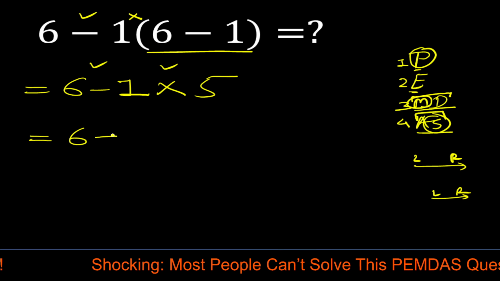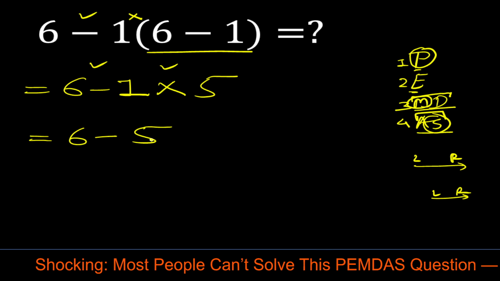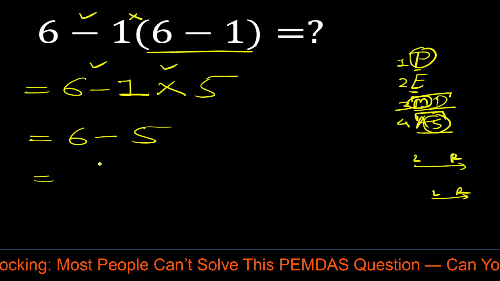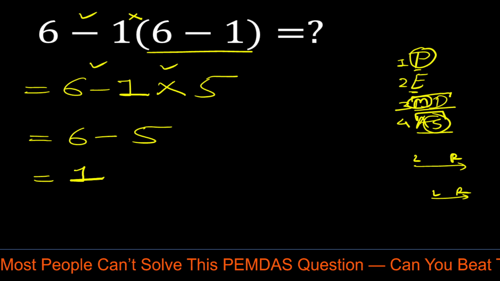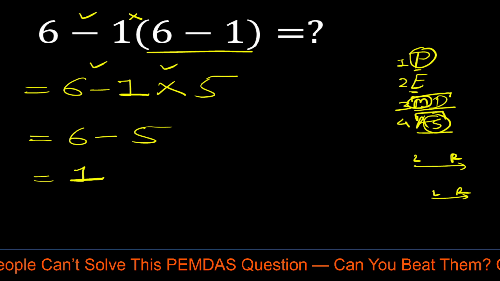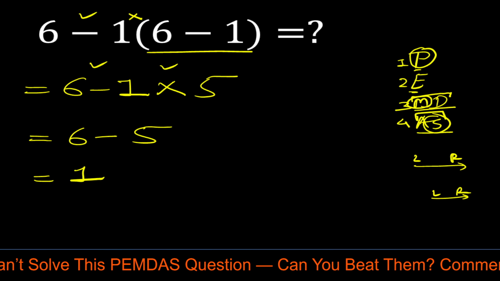So 6 minus, now 1 times 5 is equal to 5. So 6 minus 5 is equal to 1, right? So the correct answer is 1.